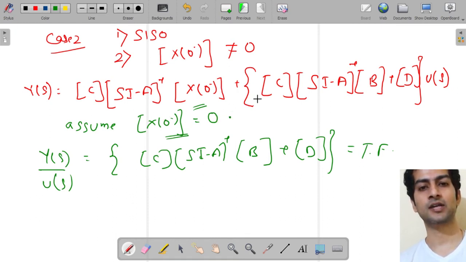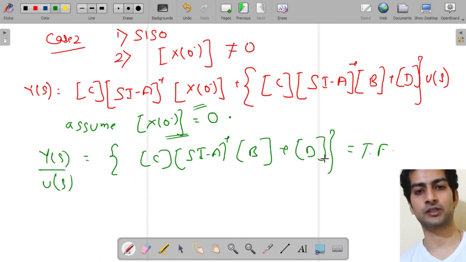Okay. Now second question, can you find output from this transfer function? You will say that yes, I will bring Ys to this side and then I will take the inverse Laplace transform and I will find y(t), and that will be my output. So this statement is wrong. You cannot find output from this transfer function.